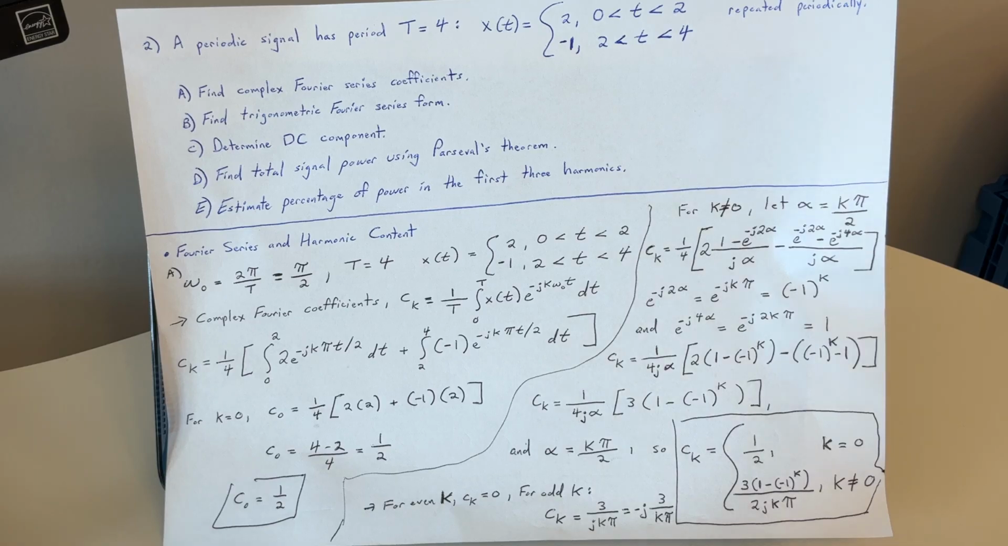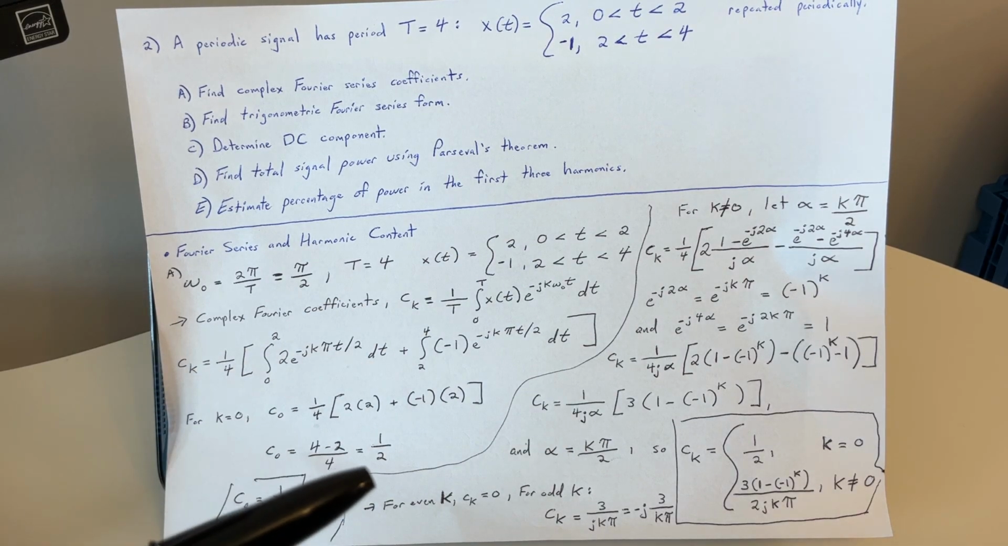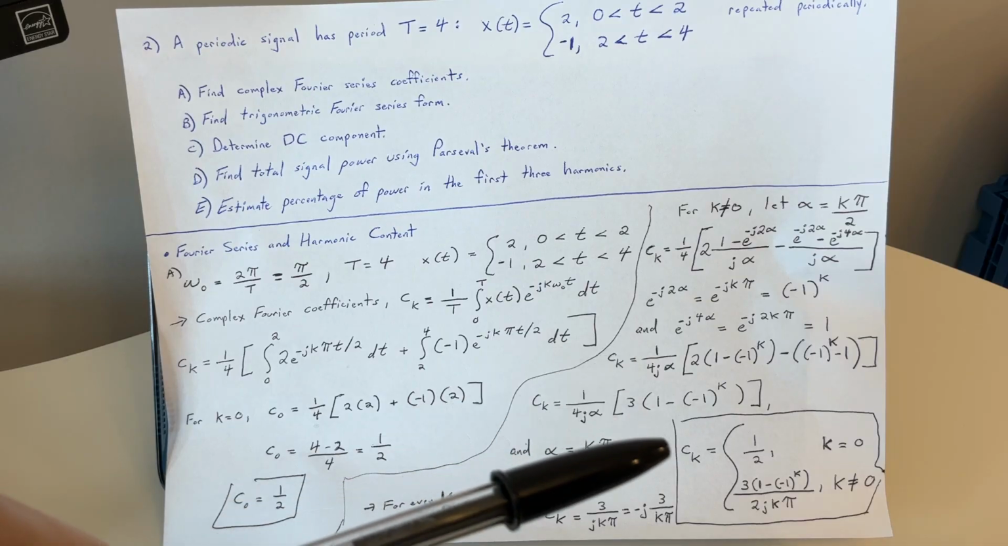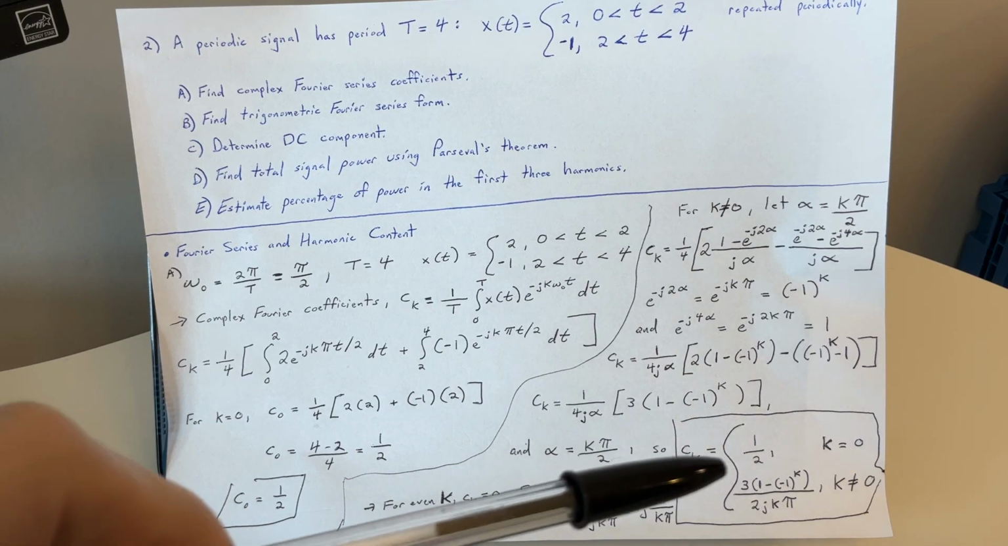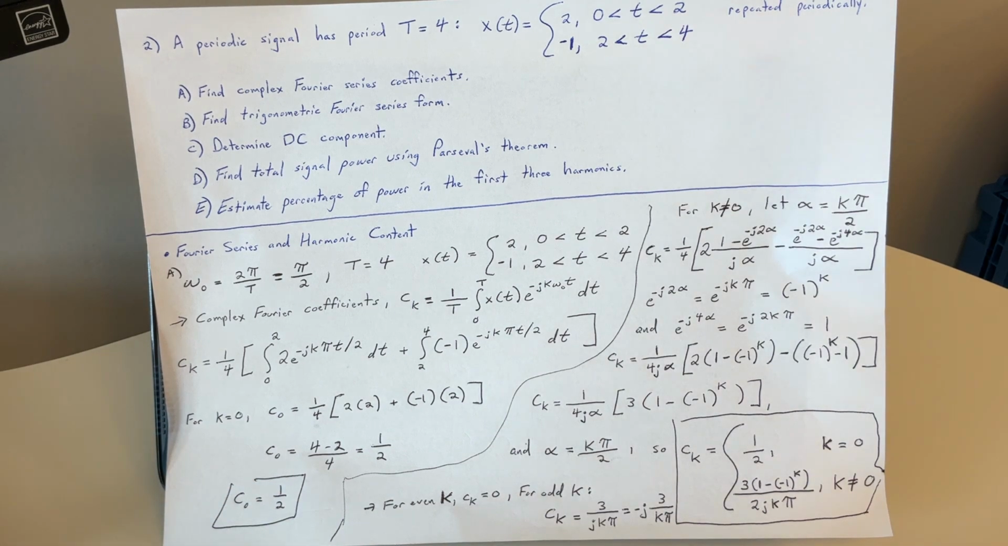So c sub k equals 1 over 4j alpha bracket 3 times quantity 1 minus -1 to the k, close bracket. And alpha equals k pi over 2. So we're going to wind up getting c sub k equals this piecewise function: 1/2 where k equals 0, and 3 times quantity 1 minus -1 to the k over 2jk pi, where k does not equal 0.